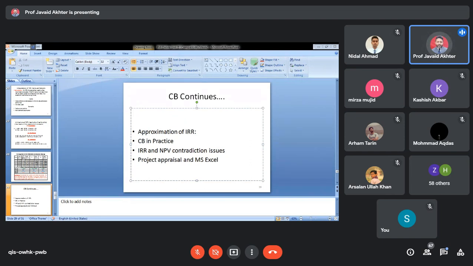Once again, if I ask you, can you calculate any of these figures? Stay on page number 5. Look at year 5 and rate 10. How do you arrive at 0.621? Is it possible for you to calculate it using a calculator? Yes, sir. Which figure will you divide by which figure? Tell me.